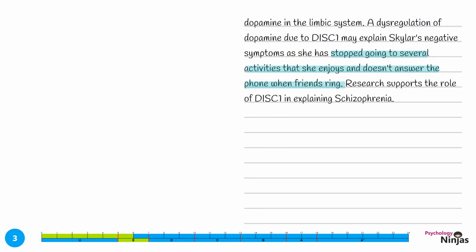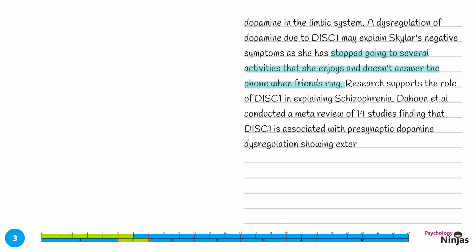Research supports the role of DISC1 in explaining schizophrenia. We're then going to explain specific research. Dayan et al. conducted a meta-review of 14 studies, finding that DISC1 is associated with presynaptic dopamine dysregulation, showing external reliability of genetic explanations. We've identified specific research and the implications of this in terms of understanding genetic explanations for schizophrenia.